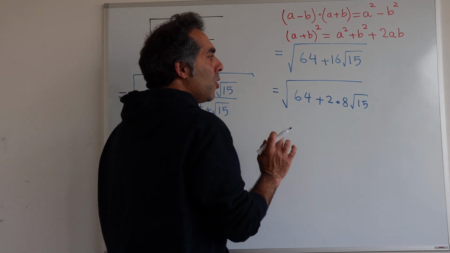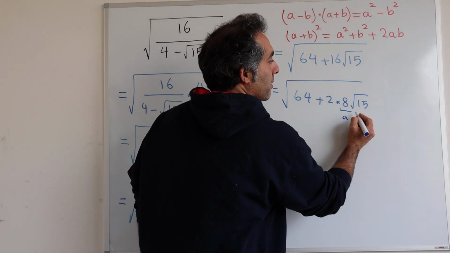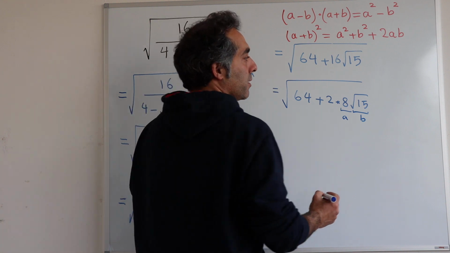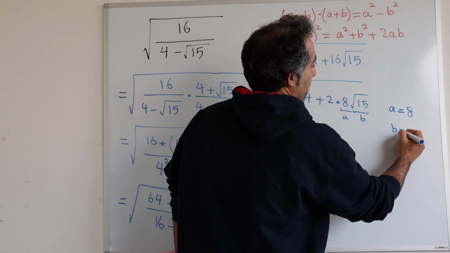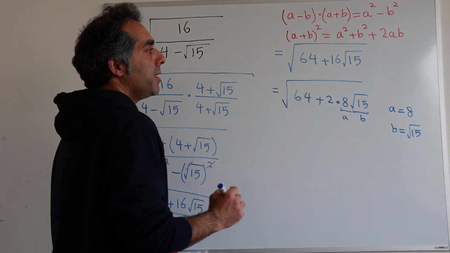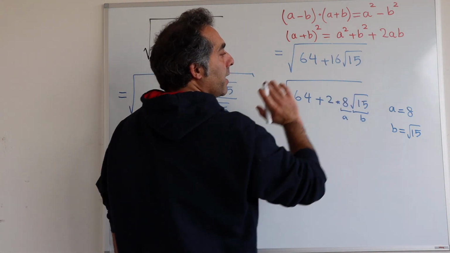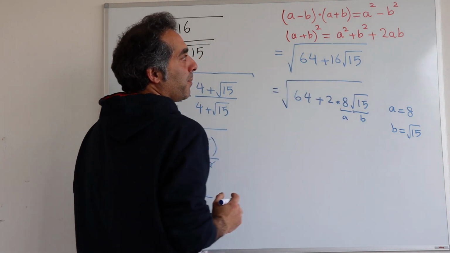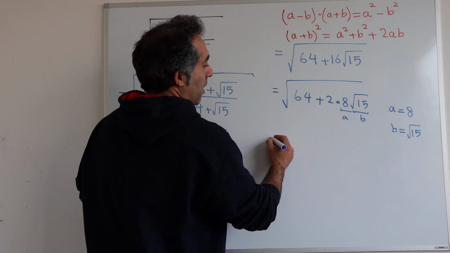We can try it. My first guess is this one is A and this one is B. We can try whether it's suitable or not. I mean, A is 8 and B is the square root of 15. Now, if it fits this identity, both sides should be the same as this expression. But how? I can show you.